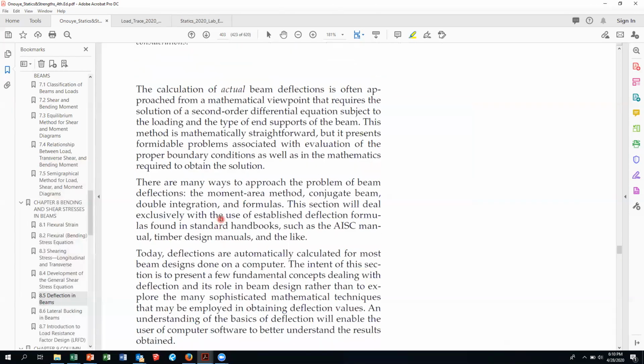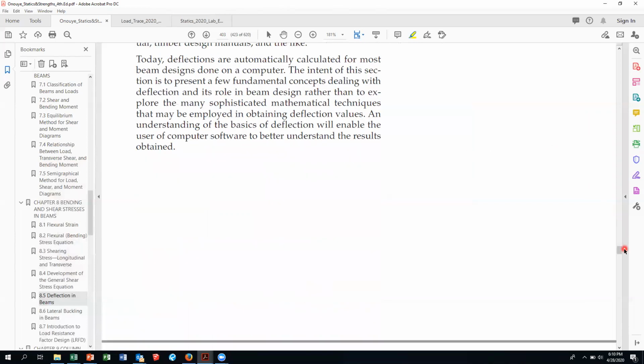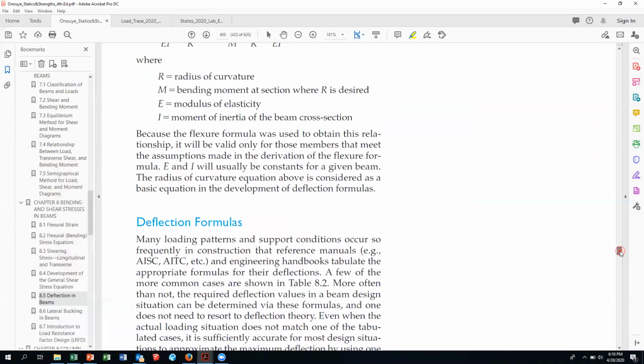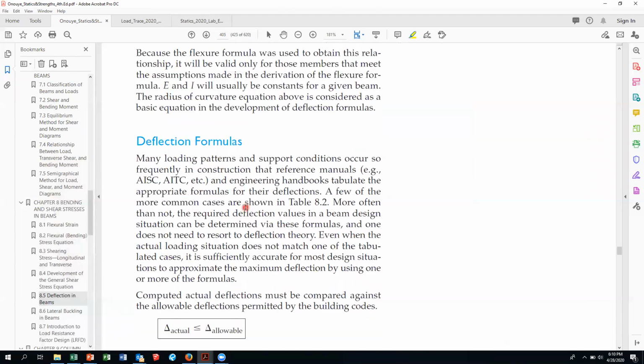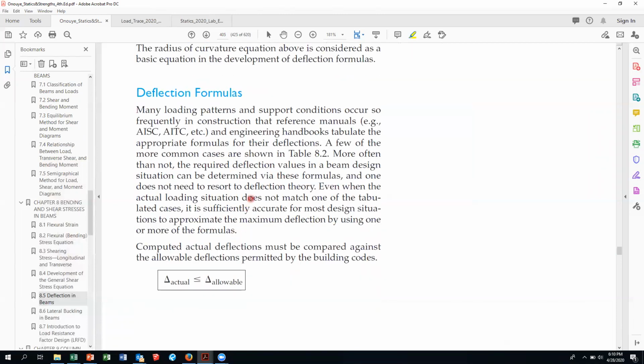Let's go to something known, and you've seen it before. The golden rule now is for deflection. We had allowable stress design, which was the golden rule: actual stress is less than allowable stress. And now the symbol for deflection is the triangle. So actual deflection has to be less than or equal to the allowable.